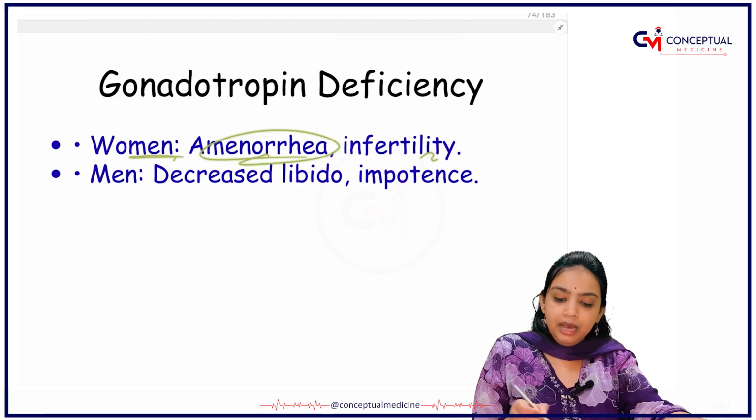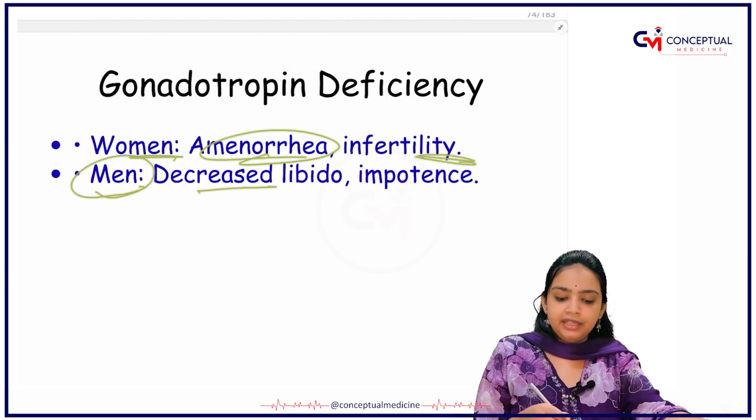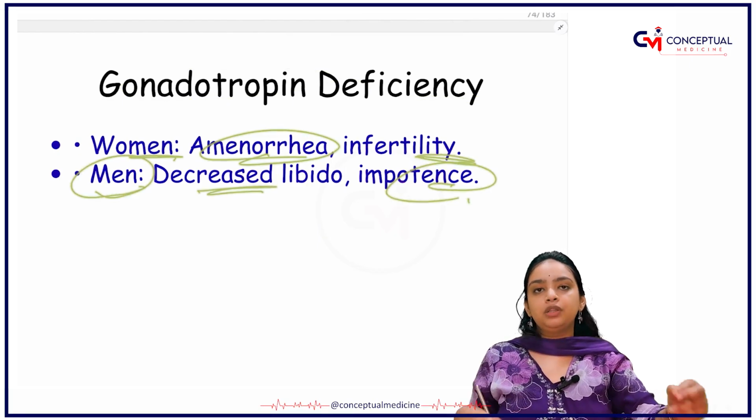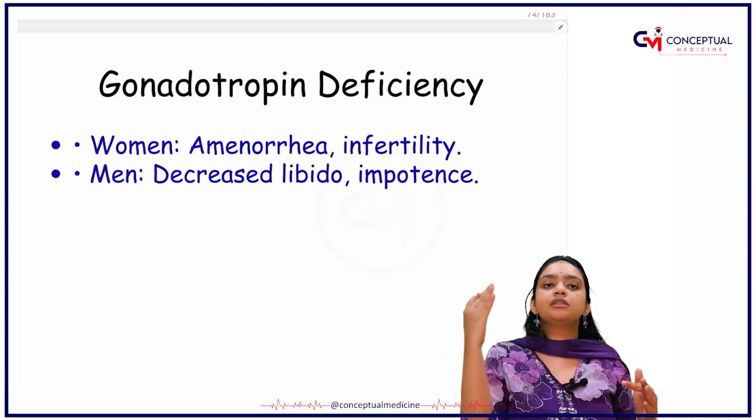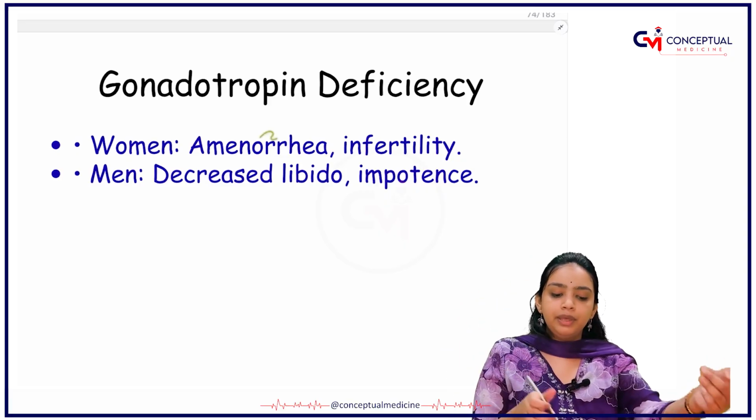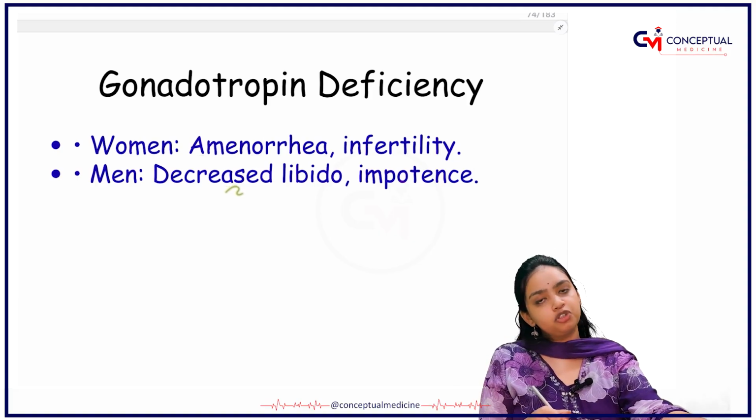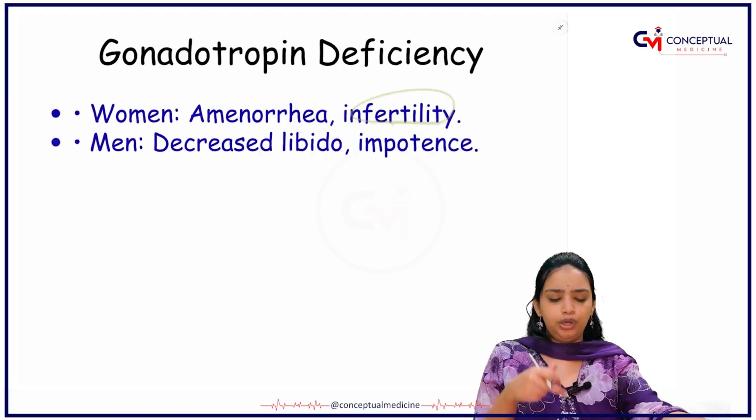Next, the gonadotroph deficiency. So in women there will be amenorrhea and infertility. In men there will be decreased libido and impotence. What is decreased libido? There is a decrease in the sexual desire of the men. And amenorrhea means absence of menstruation. Infertility, you all know, right?